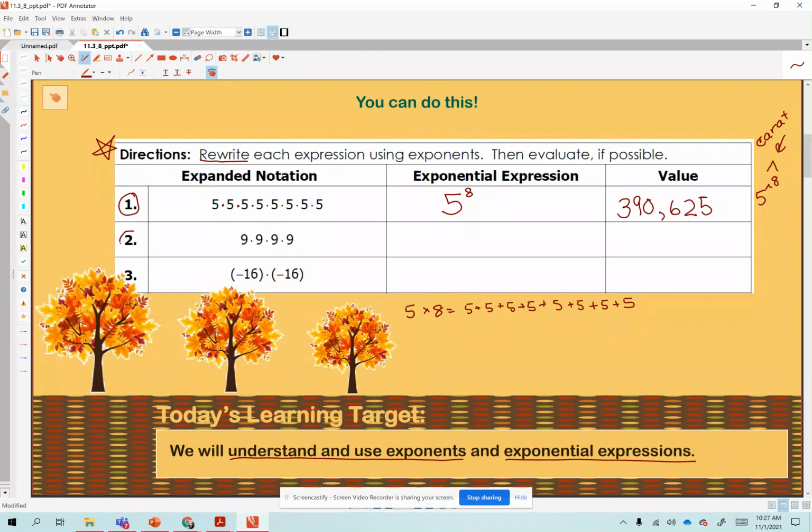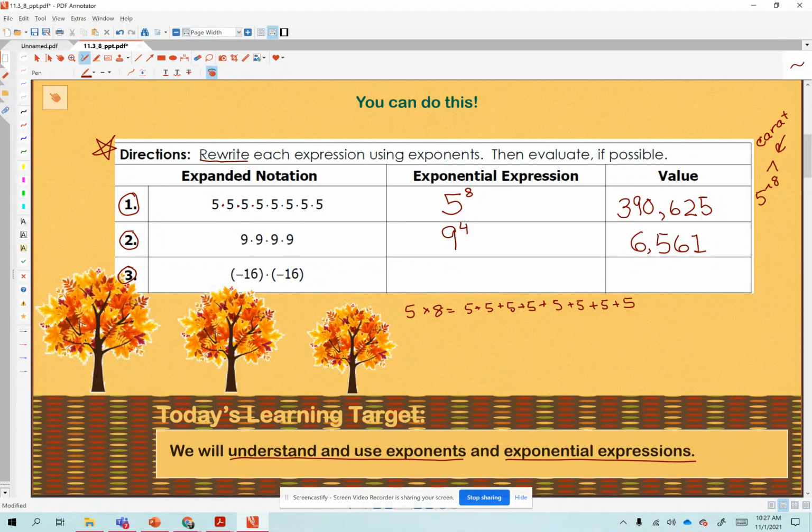So again, let's look at number 2. It's not 9 plus 9 plus 9 plus 9. It's not 9 times 4. It is 9 times 9 times 9 times 9. That's a base of 9 with an exponent of 4. And when we evaluate 9 times 9 times 9 times 9, we have 6,561. And I hope that you are doing these on your own. Pause the video, try them on your own, and then check your work.